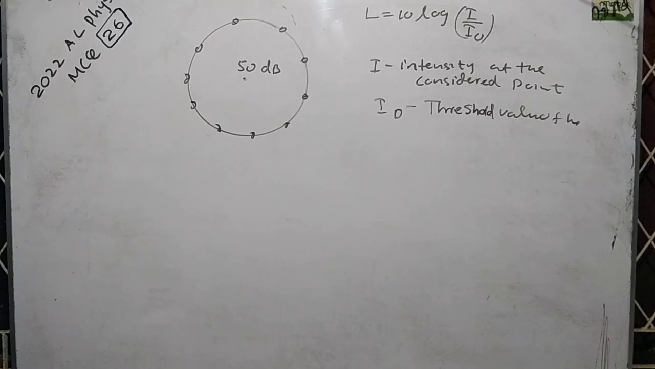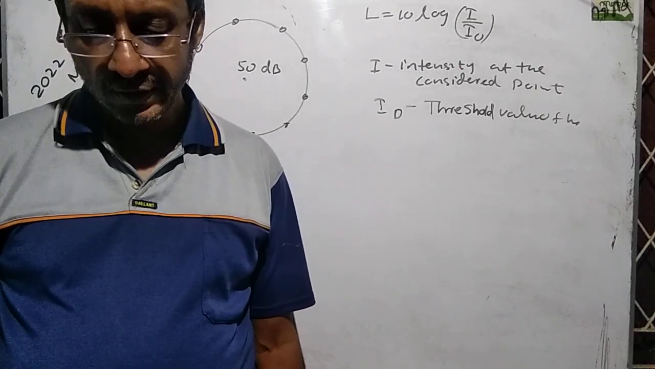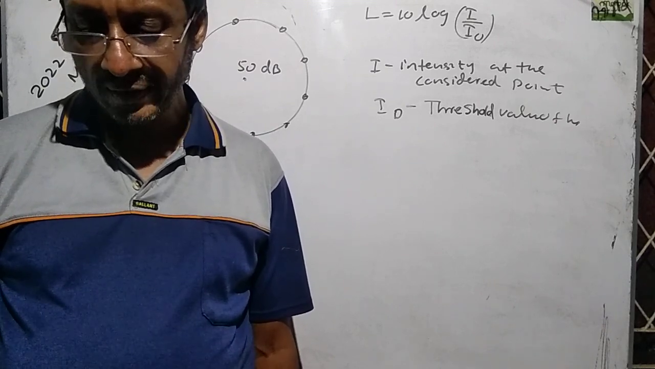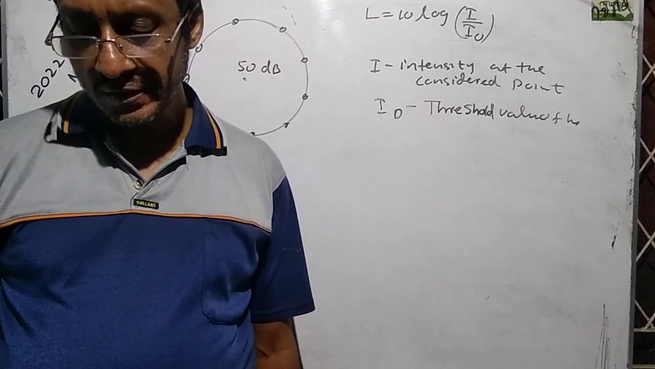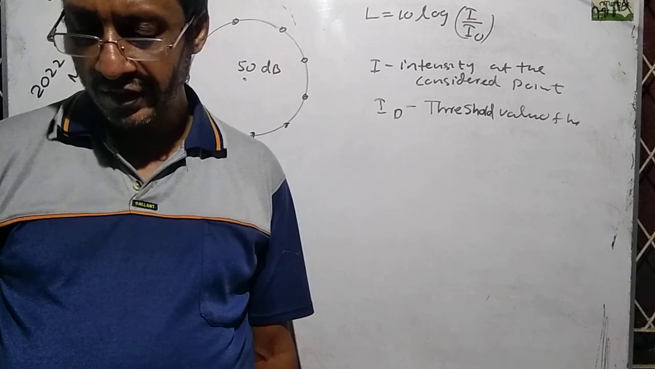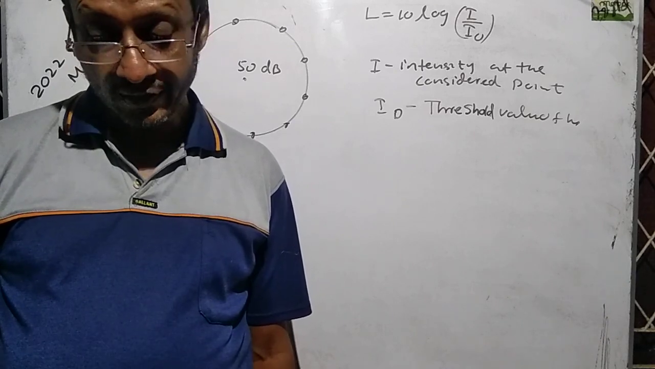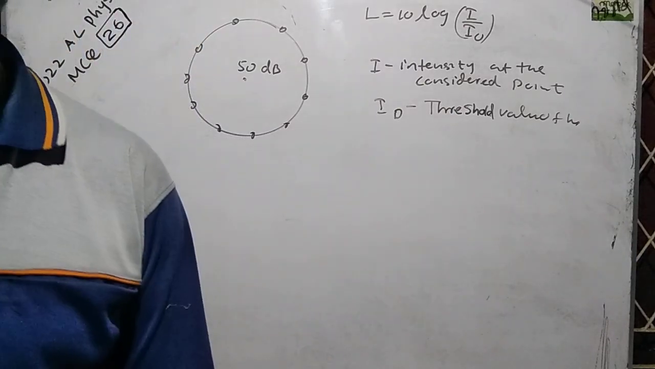2022 A-Level Physics MCQ question number 26. 10 identical musical instruments placed along the circumference of a circle produce a sound intensity level of 50 decibel at the center of the circle. How many identical musical instruments placed along the circumference are needed to produce a sound intensity level of 60 decibel at the center?